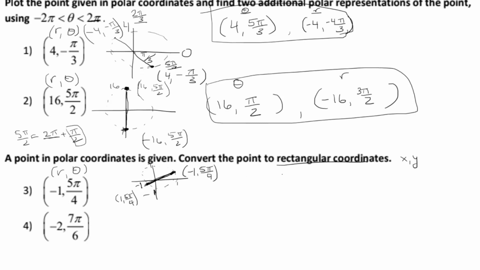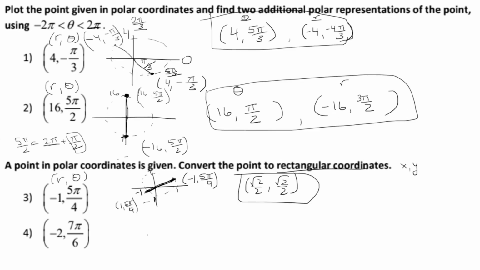So what point is this? Well, we know 5 pi over 4 is of the form of pi over 4, right? So in the third quadrant, this is -√2 over 2 and -√2 over 2. If we throw it in the first quadrant, the x and the y are always positive. So that would just be √2 over 2 and √2 over 2 as the x and the y.